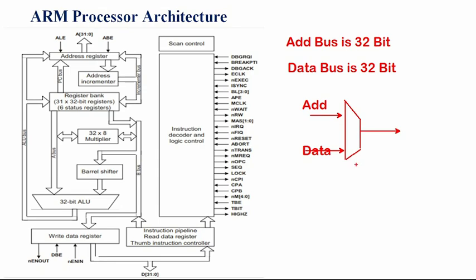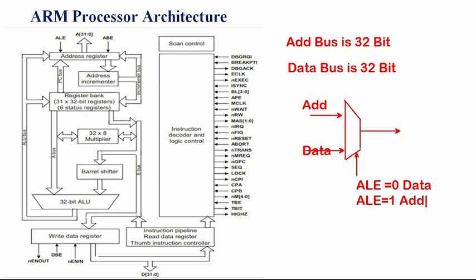This is selected using one important control bit that is called ALE. ALE stands for address latch enable. If ALE is equal to 0, the data bus will be selected. If ALE is equal to 1, the address bus will be selected.